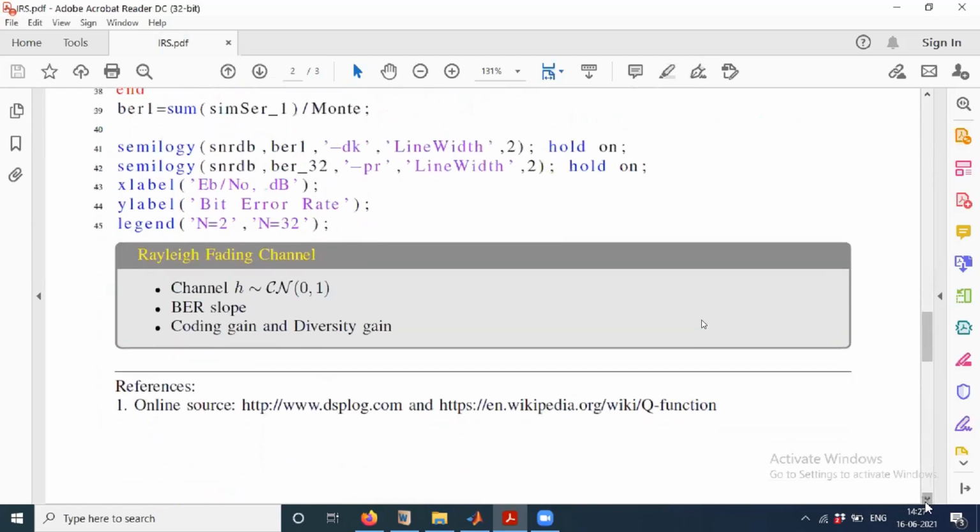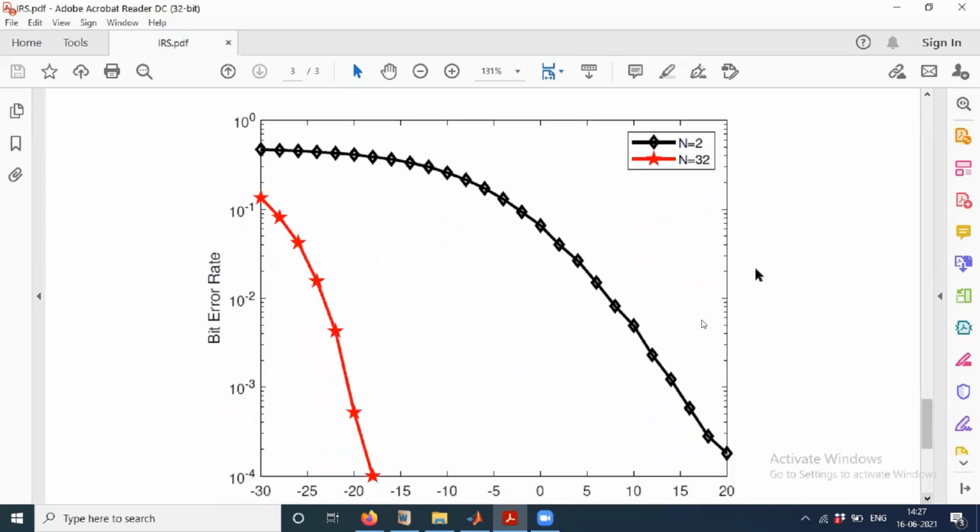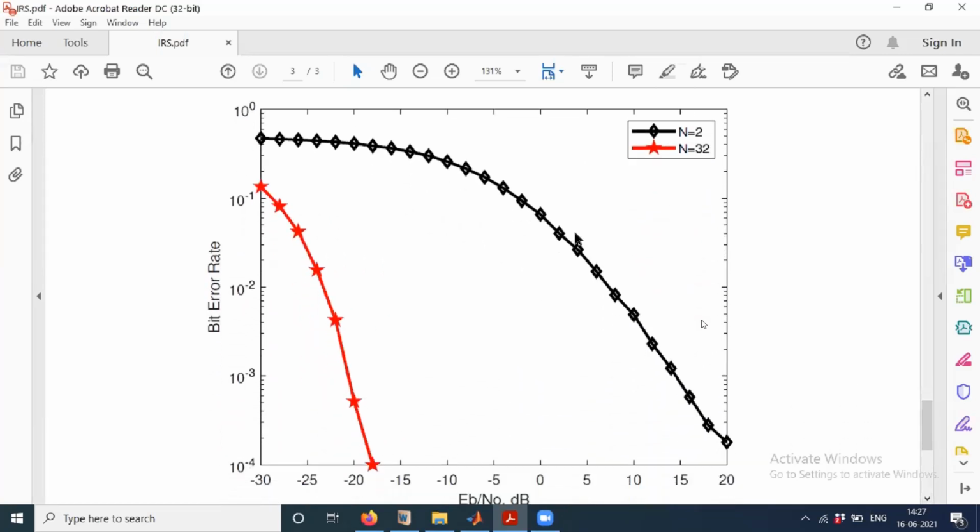On this one here, you can see N is equal to 2, that's the black curve, N is equal to 32, that is the red curve. So you can see the more reflecting surfaces, the signal strength at the receiver is boosted, because the signal is combined constructively at the IRS, and the received signal SNR improves by taking more reflecting surfaces, N is equal to 32.